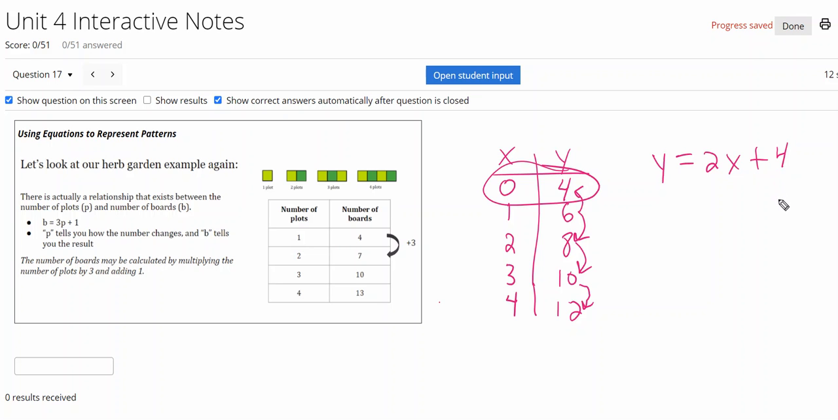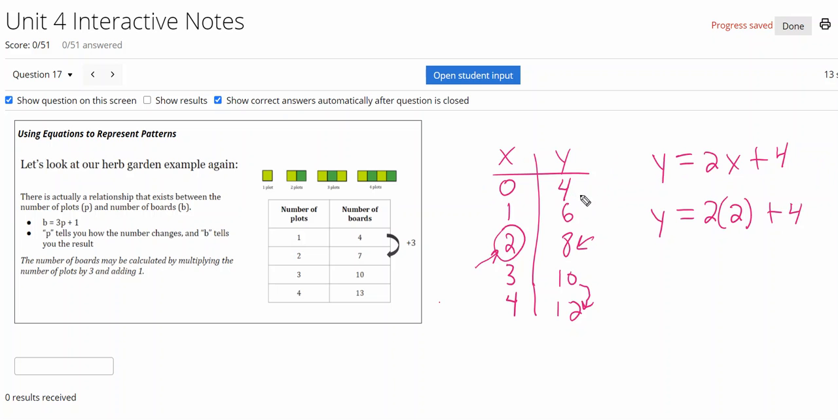Does that kind of make sense? Let's put some numbers in for a second. So if I was looking for, let's say, this 8, if I was doing this one, so I put a 2 in there to see what I get out. Well, then I go, okay, y is equal to 2 times 2. I'm going to put that 2 in there, right? And then plus 4.